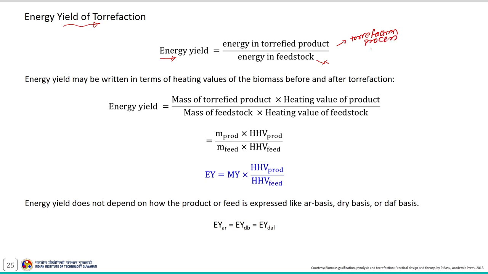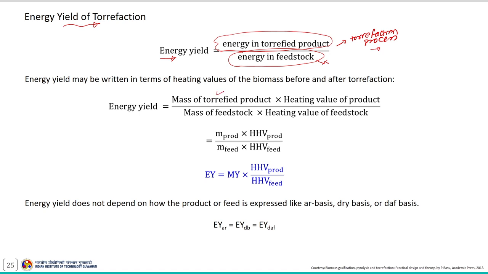Because after the torrefaction process, energy rich components remain in the biomass, but some energy lean components are lost, and this leads to some loss in the overall energy content of the biomass. And this energy yield defines this retention. As such, it is of great and practical importance, especially where the biomass is used for energy conversion purposes. And this energy yield is defined as the ratio of energy in the torrefied product divided by the energy in the feedstock material. And this energy yield may be written in terms of the heating values of biomass before and after the torrefaction reaction as well.